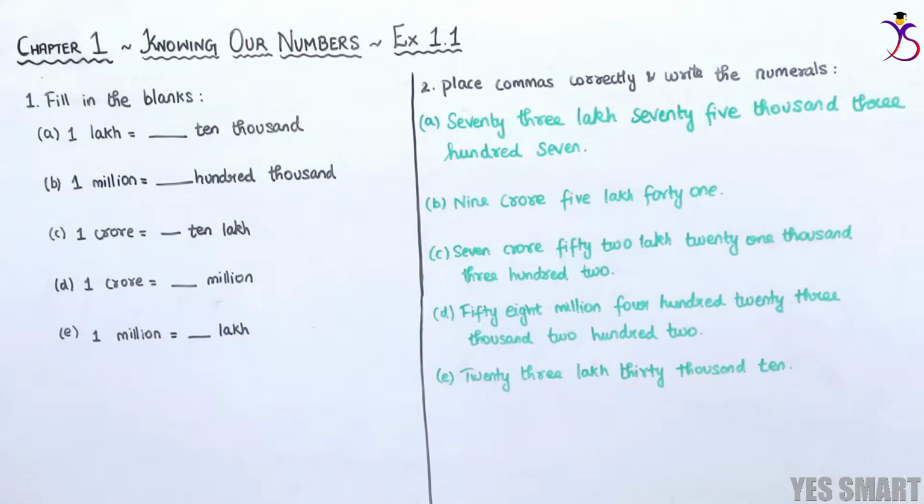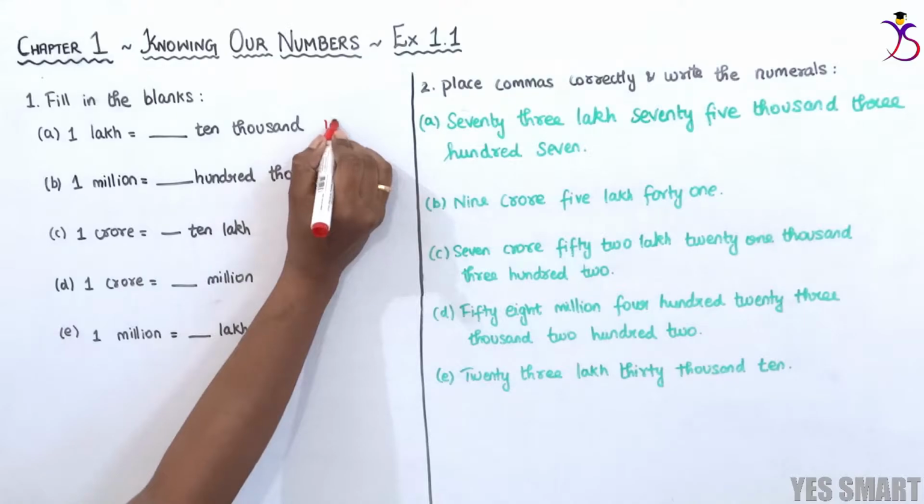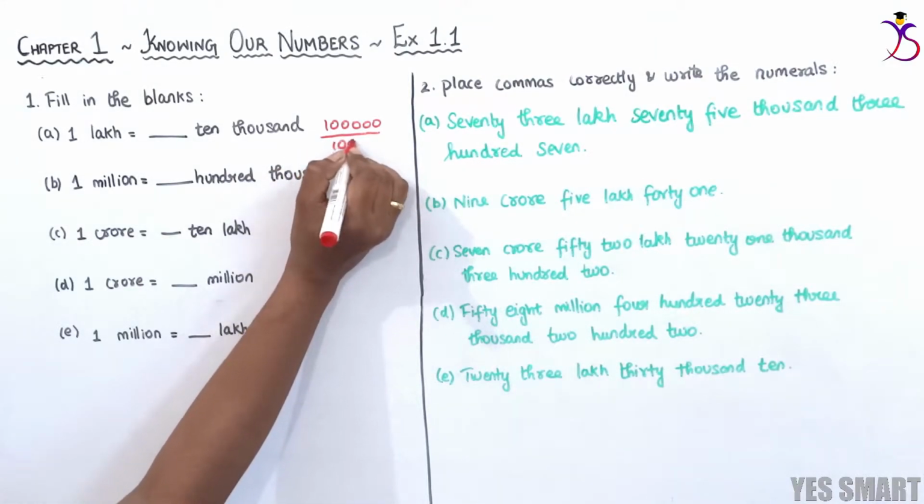Class 6, Chapter 1, Exercise 1.1. In that, first sum, fill in the blanks. So, first subdivision is 1 lakh equal to dash 10,000. We are supposed to write the equivalent value of 1 lakh in terms of 10,000. So, for that, we will write 1 lakh by 10,000.